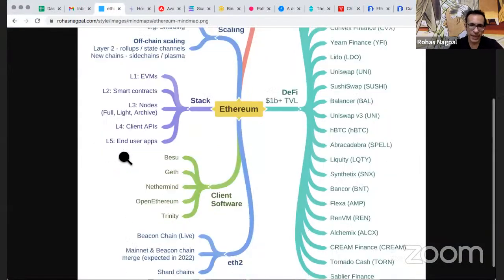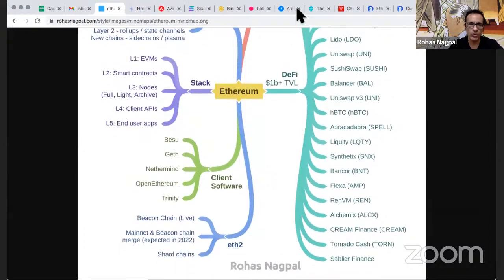So we've seen the stack. Then there are client softwares which can be used. You may have heard about Geth, quite a popular one. It's okay if you've not heard of any of them. And then we have something called ETH2, the next version of Ethereum, which is coming in stages. The Beacon Chain has gone live, then Mainnet and Beacon Chain will merge, expected sometime next year. And then shard chains, where you break Ethereum into 64 chains to speed up transactions and reduce cost.